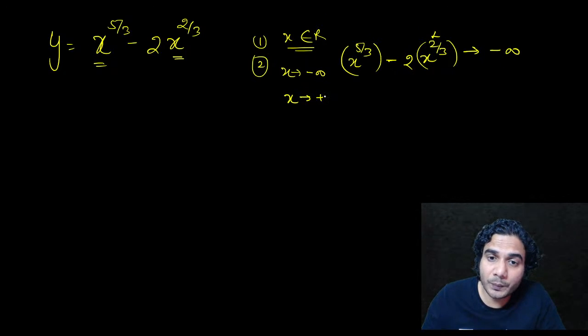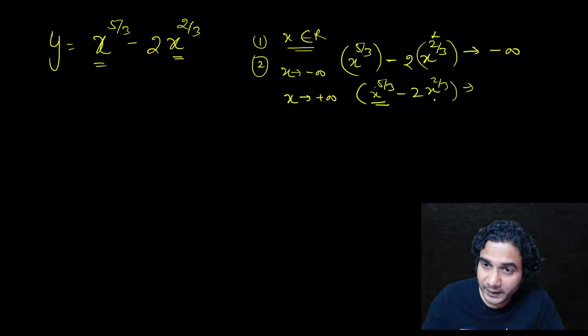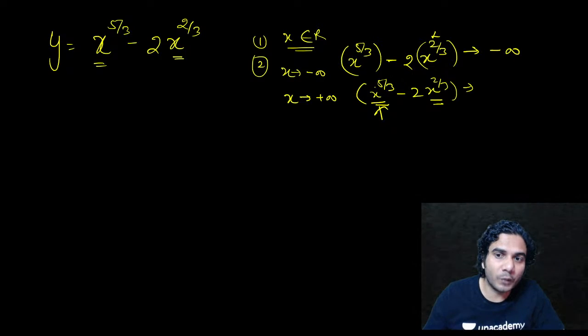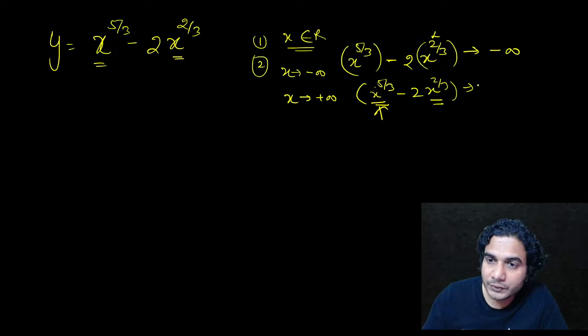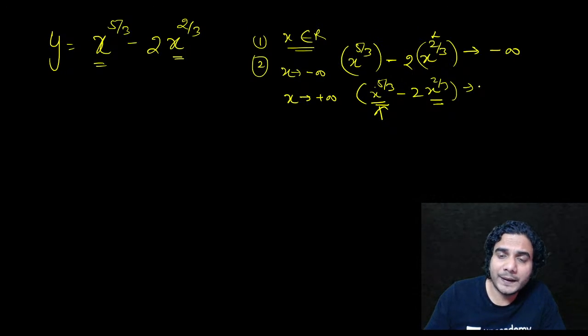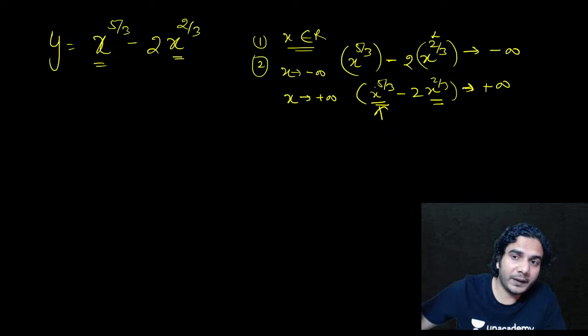And when x approaches plus infinity, x raised to 5 by 3 minus 2x raised to 2 by 3 will approach, now this is plus infinity and this is also plus infinity, but infinity minus infinity will be infinity because this one is larger. Its power is more than the power of the second term. So it depends on the power. If the power is more, then the limit will go towards that side, like in polynomials, so it is plus infinity. So the graph will come from minus infinity and go to plus infinity.